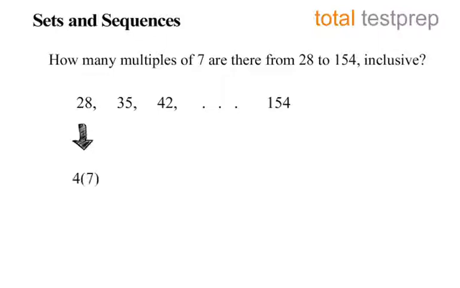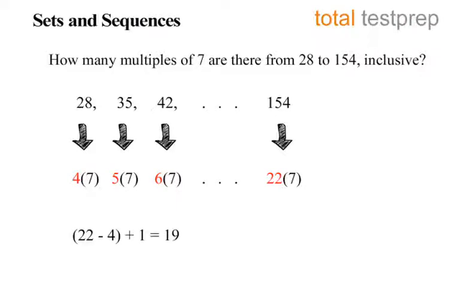A shortcut to this is to see that 28 is actually the fourth multiple of 7, so it's 4 times 7. 35 is the fifth multiple of 7, so it's 5 times 7. 42 is the sixth multiple of 7, and if you check 154, you get 154 is the 22nd multiple of 7. So we're no longer counting 28, 35, 42. All we're really counting is 4, 5, 6, all the way until 22.